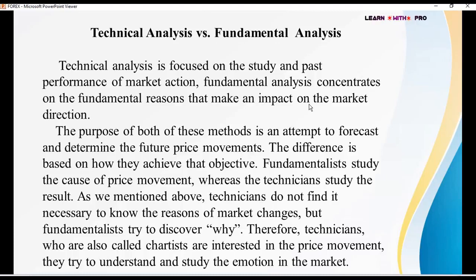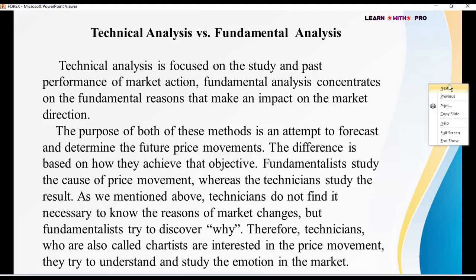Now, the difference between technical analysis and fundamental analysis. Technical analysis focuses on the study of the past performance of price and market action. Fundamental analysis concentrates on the fundamental reasons that have an impact on market direction. The purpose of both of these methods is an attempt to forecast and determine future price movement. The difference is based on how they achieve that objective.